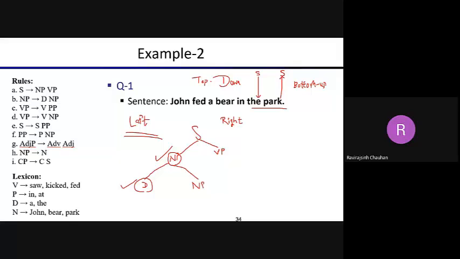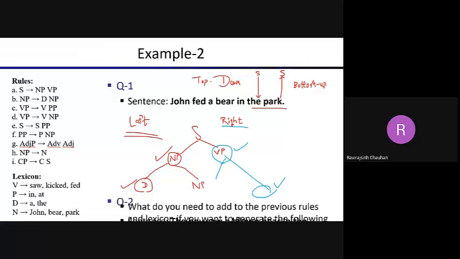If we select in this way, that is called leftmost derivation. If we select the other way, first we choose this VP and then choose this one, whatever it is, this is called rightmost derivation. If the grammar can generate multiple parse trees for one sentence, then the grammar is called ambiguous grammar.